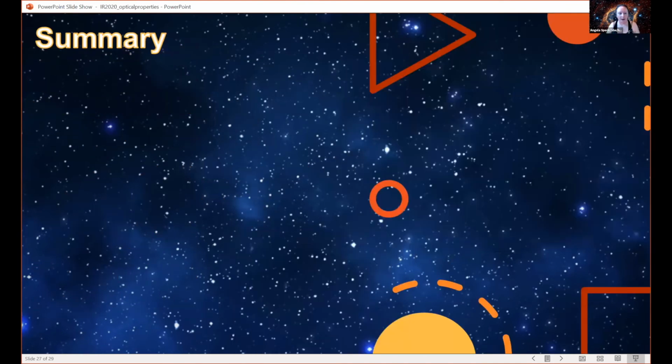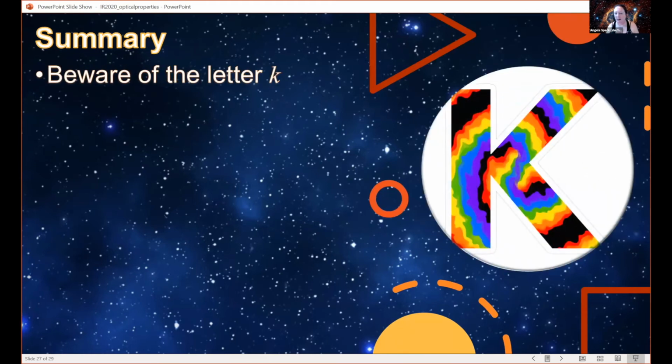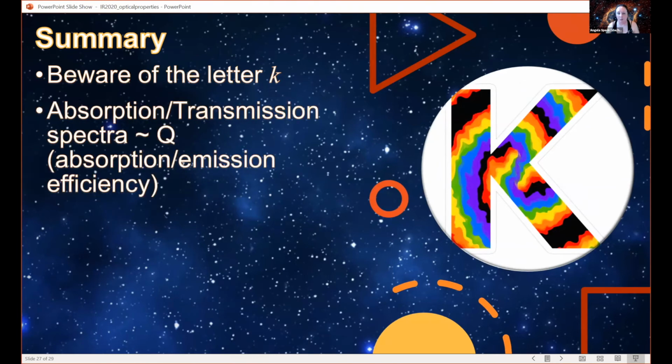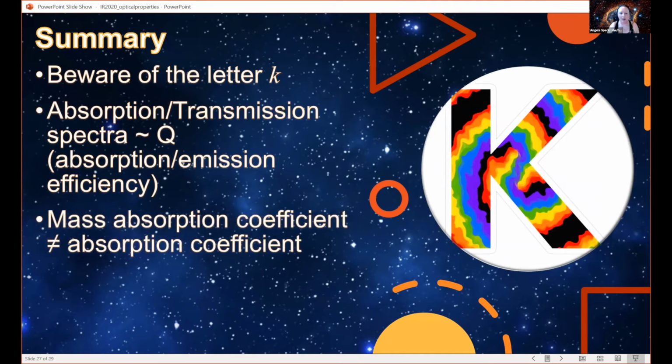I know I talk really fast. I had a lot to say. So in summary, beware of the letter K. It's evil. When you're looking for data to compare with your observations, the Q value is equivalent to absorption and transmission spectra, and the mass absorption coefficient is something else, and it's closer to optical depth.